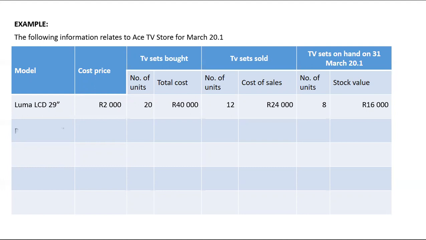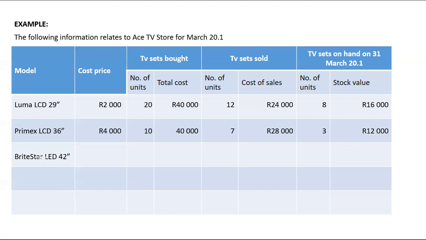Okay. And then we've got Primex LCD 36-inch. In this case, the cost price is 4,000. So if we purchased 10 items, they'll give us 40,000. If we sold 7, the cost of sales will simply be 7 times 4, which will be 28,000. And the remaining will be 3, which is 3 times 4, and that will give us 12,000.